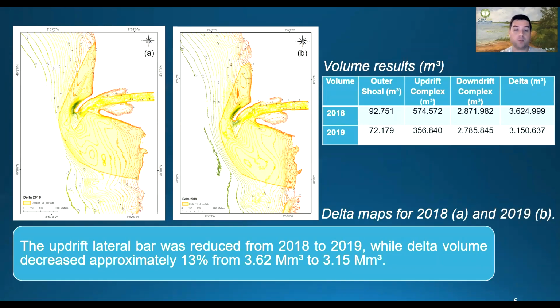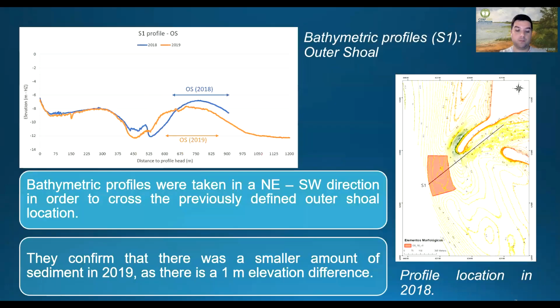Next, we have maps of the deltas for 2018 and 2019, along with a table with the calculated volumes for each morphological element and the delta. We found that the updrift lateral bar was reduced from 2018 to 2019, while delta volume decreased approximately 13% from 3.62 to 3.15 million cubic meters. Bathymetric profiles were then taken in a northeast-southwest direction in order to cross the previously defined outer shoal location. They confirmed that there was a smaller amount of sediment in 2019, as there is a 1 meter elevation difference between the two.